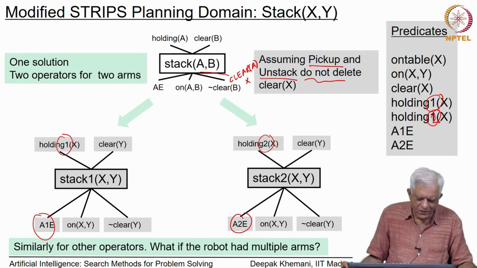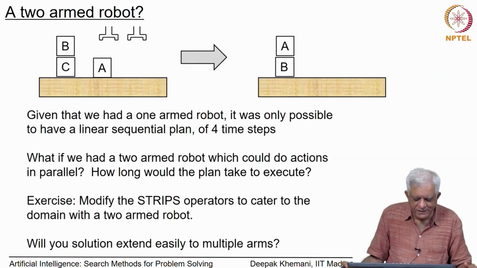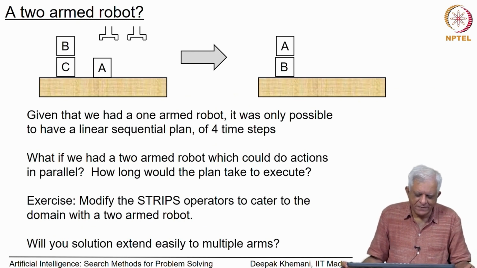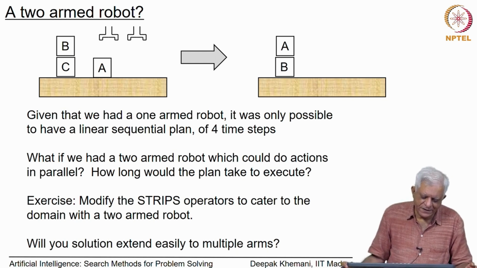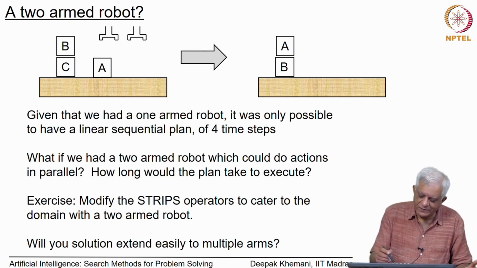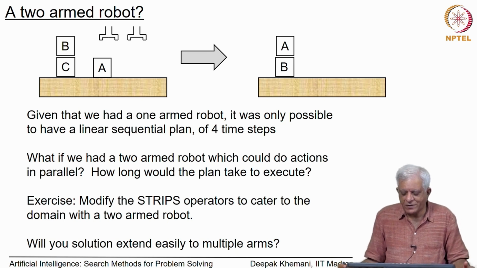or let me take you back to the example that we started with. Supposing in the first time step arm 1 unstacks B from C and arm 2 unstacks or picks up A from the table, then is it possible for the two arms to in one time step achieve this goal of saying that B is being put down, but at the same time A is being stacked onto B? How would you think of modifying the planning operators to do that?